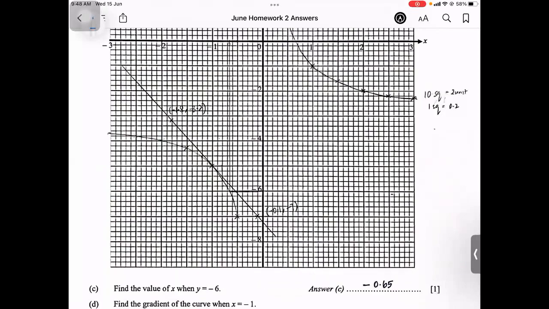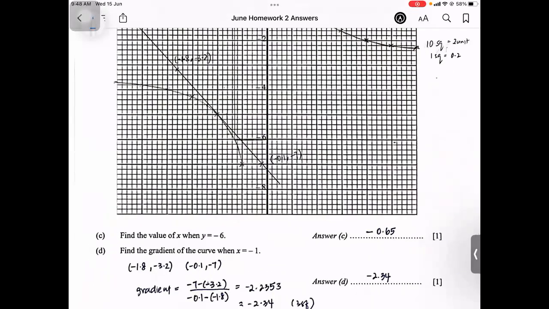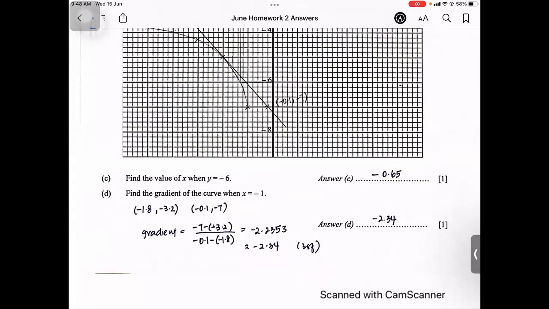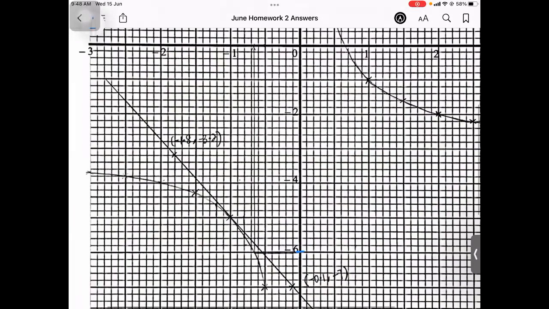Okay, find the value of x when y equals to -6. So y equals to -6. Plug in the values, read from your graph.